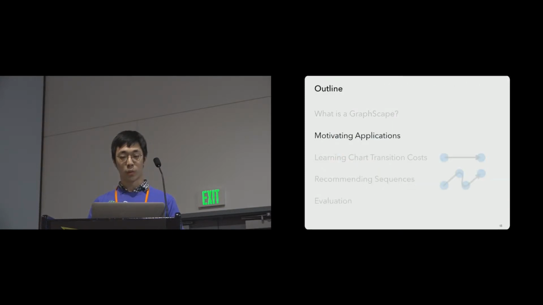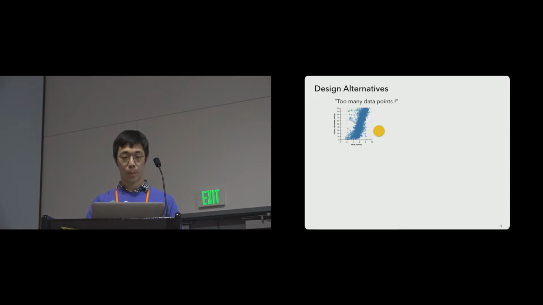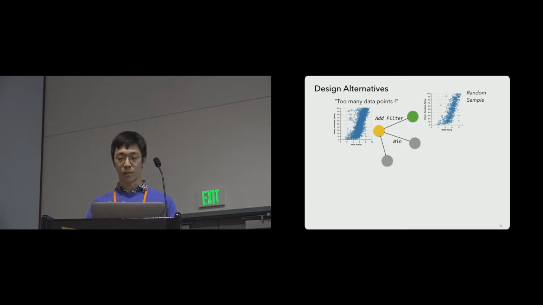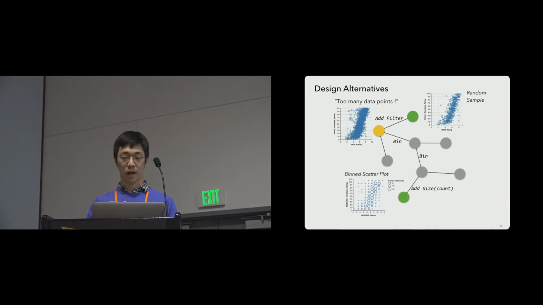This model can be used to support a number of motivating applications. First, given an initial chart, GraphScape can be used to search for alternative designs. Let's say we want to draw a scatter plot, but it suffers from overplotting. GraphScape can conduct a graph search to find alternatives that reduce the number of visualized data values. A first candidate reduces the data via random sampling by applying an add filter operation. Continuing the search, we also find another alternative, a binned scatter plot. GraphScape can suggest more scalable candidate charts and then present them in order of transition cost.